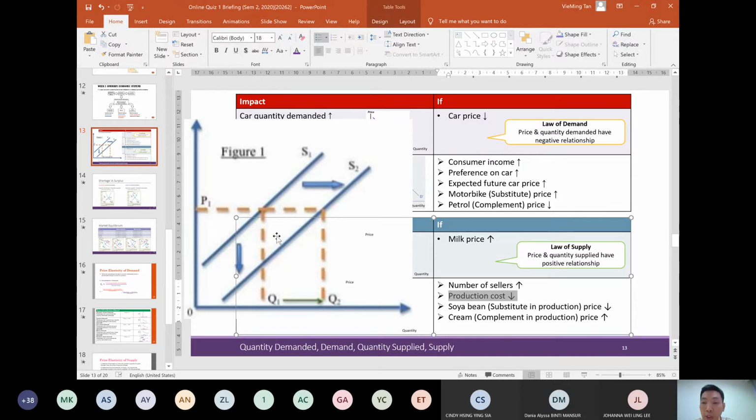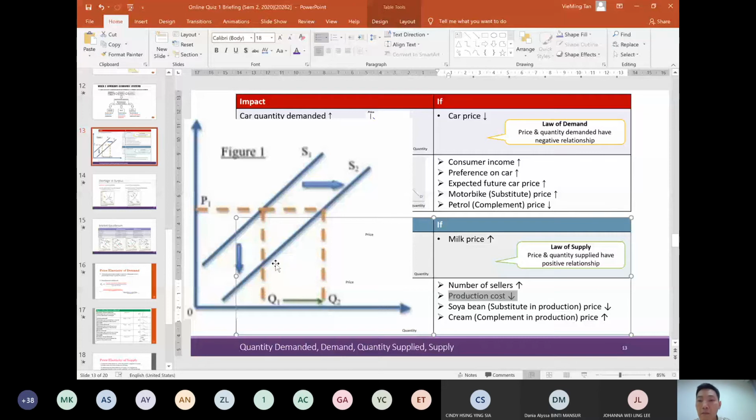So bear in mind, production cost only affects the supply curve, not the demand curve. I repeat, bear in mind, production cost only affects the supply curve. The demand curve is affected by these factors, but the supply curve can be affected by this one. So production cost is not in this category. Production cost is under the supply side.